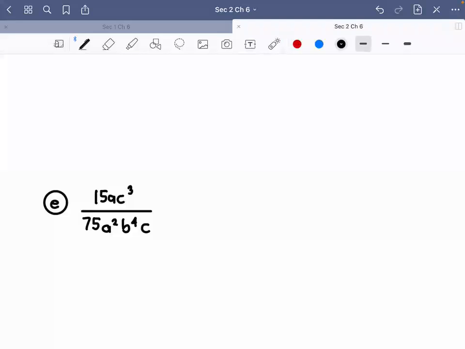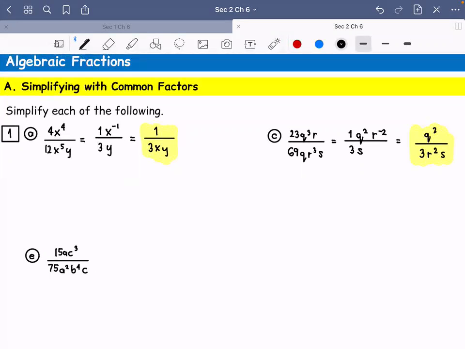Mister, is my answer for C correct? All right. What's your answer? My answer is q squared over 3r squared s. I think my answer is correct. Yeah, yours is correct. Okay, letter E. Let's have letter E.